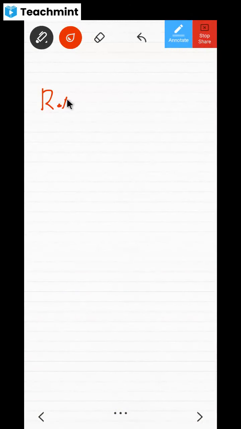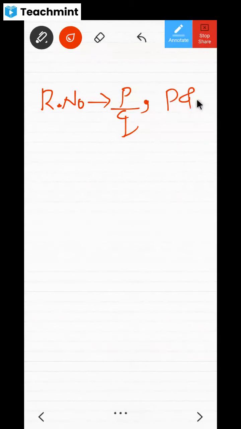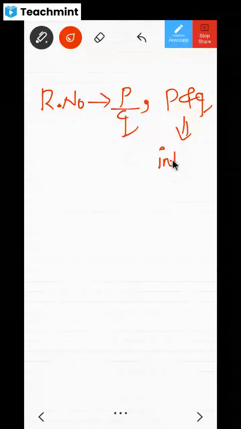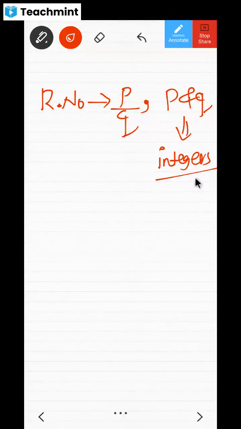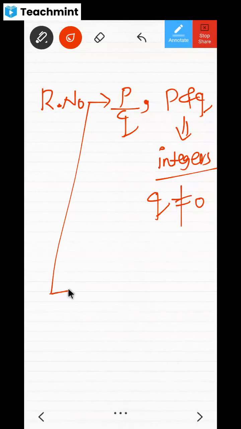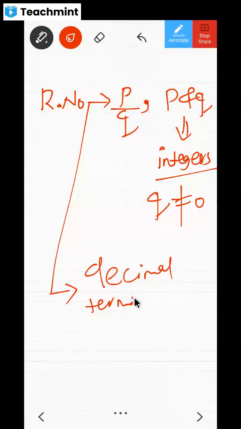Rational number means, the first definition, it should be in the form of p by q, where p and q should be integers, and q should not be equal to 0. So they are called rational numbers. That is one definition. And the second definition is, whatever decimal is there, that decimal should be terminating. If the decimal is terminating, then also it is a rational number.